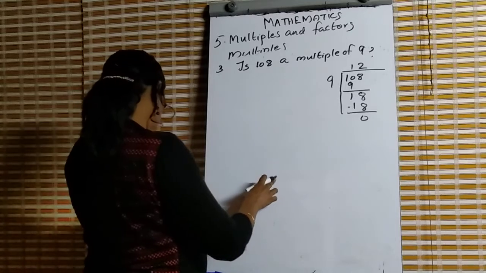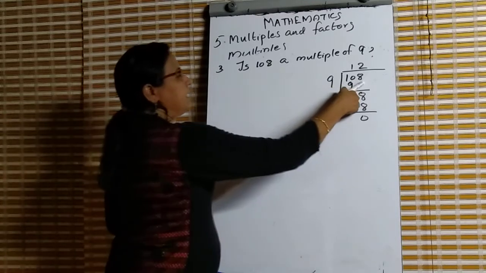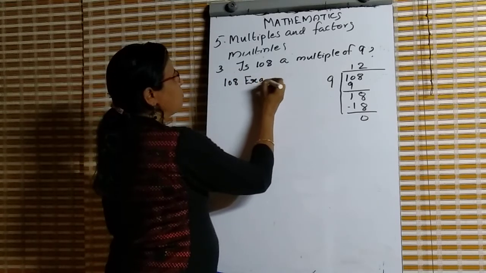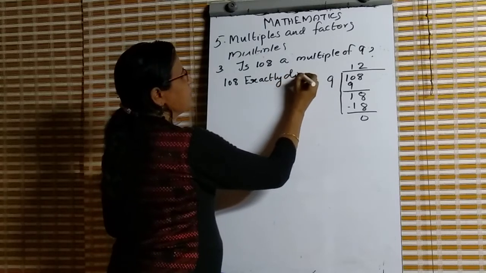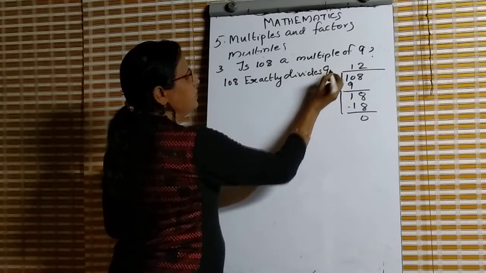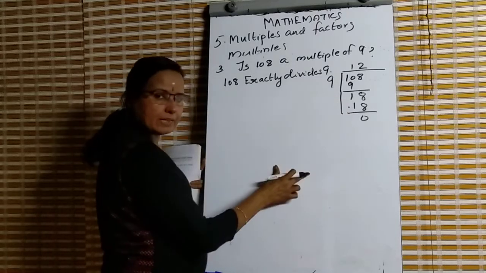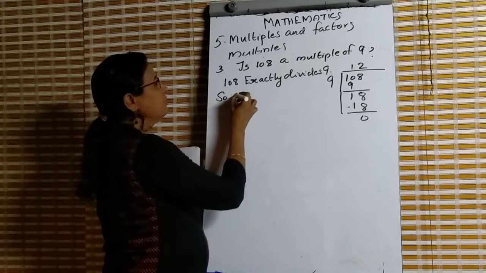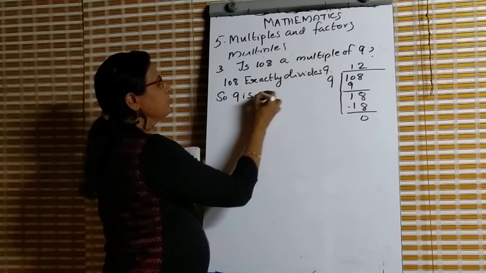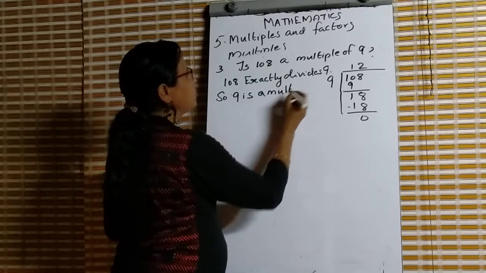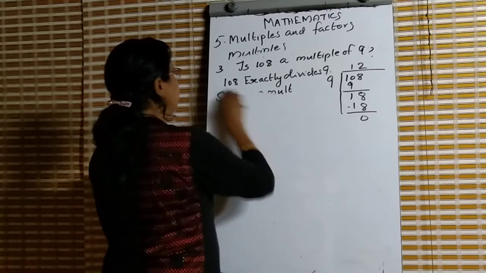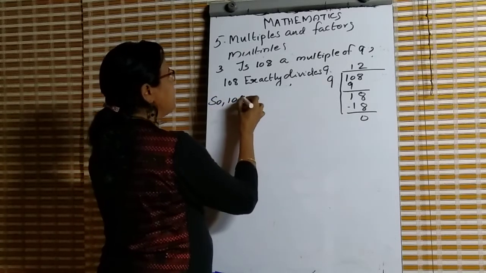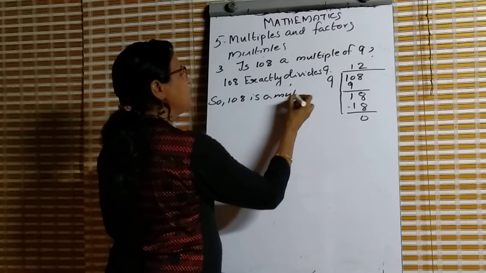Therefore, 108 exactly divides 9. That means if the remainder is 0, we can say that 108 exactly divides 9. So 108 is a multiple of 9.